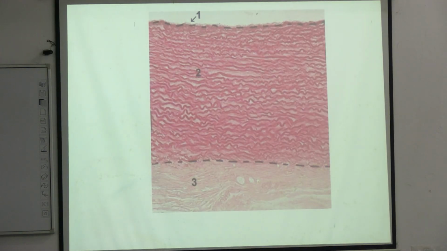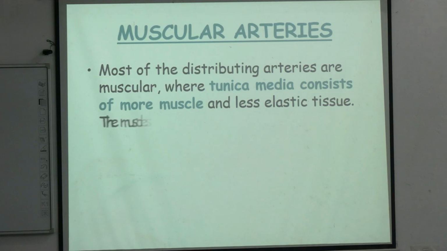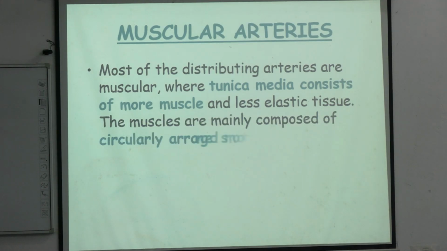Now this is the histological picture. This is the endothelial layer, this is the elastic fibers, and this is the muscle. Most of the distributing arteries are muscular, where Tunica Media consists of more muscles and less elastic tissue. The muscles are mainly composed of circularly arranged smooth muscles.